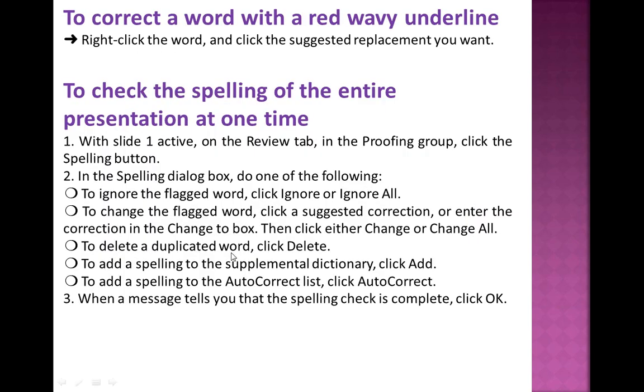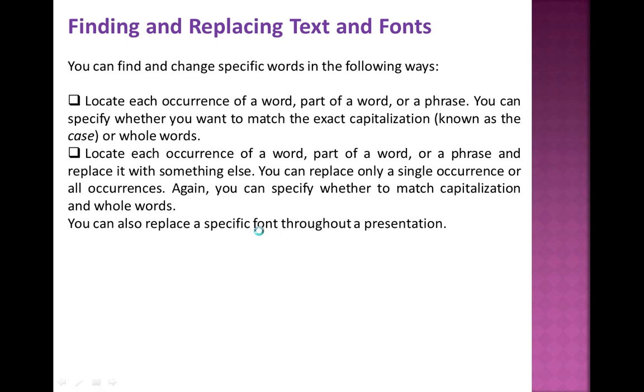Next, to delete a duplicate, click on Delete. Then to add a spelling, click on Add. To add an autocorrect entry, click on AutoCorrect. When a message tells you that the spelling check is complete, simply click the OK button. This is how we can check the spelling for the presentation at one time.